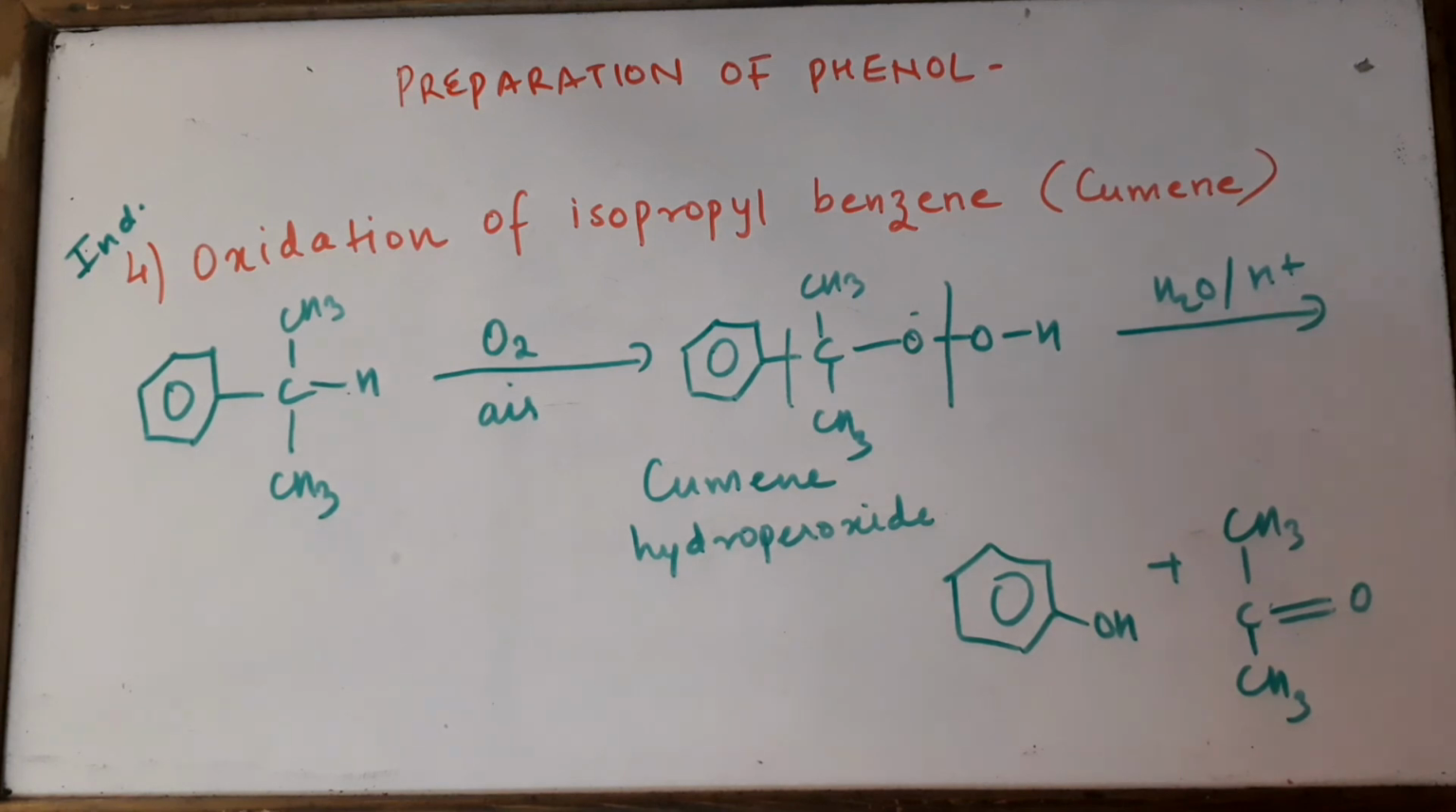So in this method we get both the products as extremely good products. The byproduct acetone is also good. It is an industrial solvent and it is one of the ketones. Nail polish remover is acetone. So today we have finished all the 4 methods of phenol, out of which 2 were industrial methods. The first one was the technique where we use Dow's process, and the second one is isopropyl benzene oxidation.